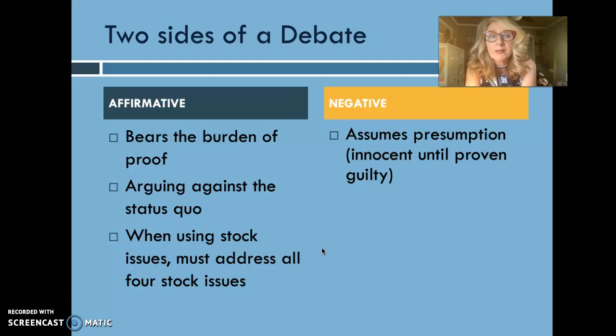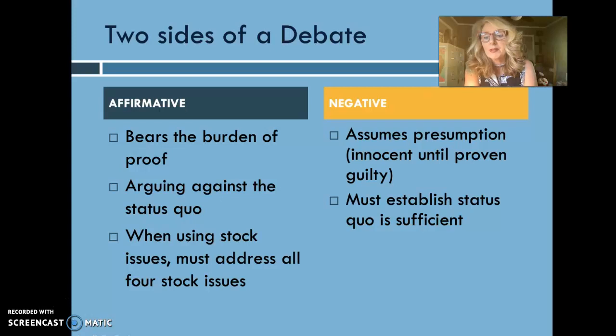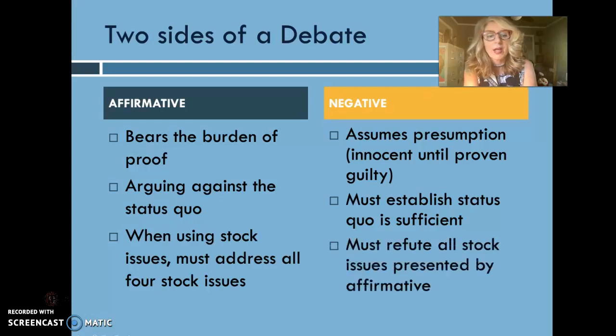But they also have to consider what the affirmative is arguing for, and what arguments they'll make. What different ways are they going to attack whatever policy or policy topic you all are debating about? They have to establish that the status quo is sufficient, and their job is to refute all of the stock issues presented by the affirmative side. That's their job, to refute all of those.